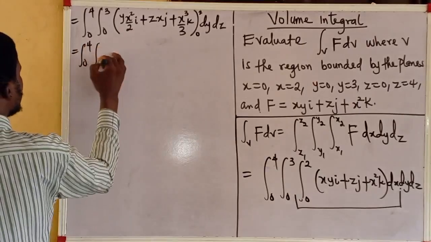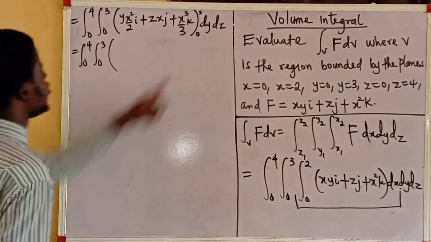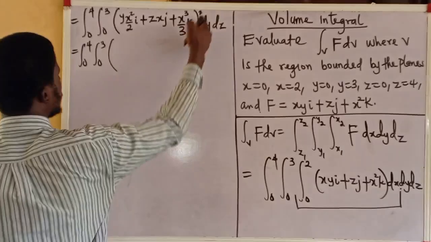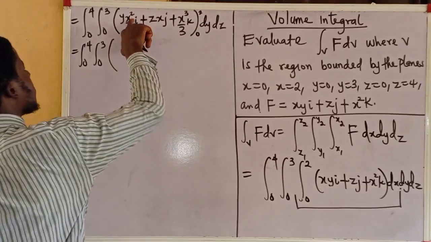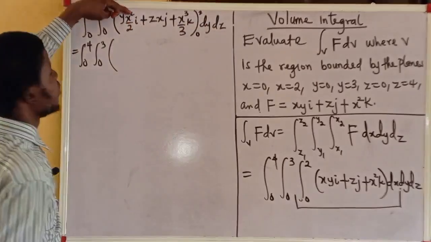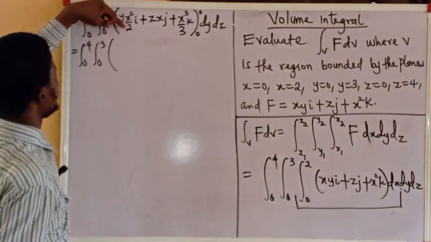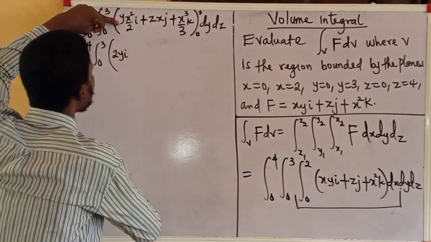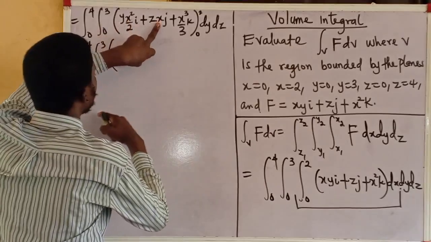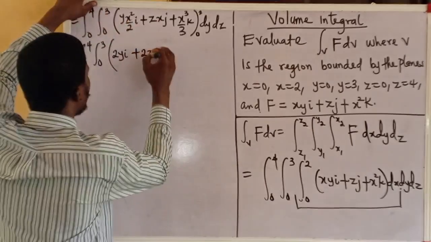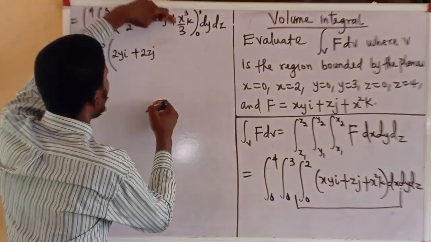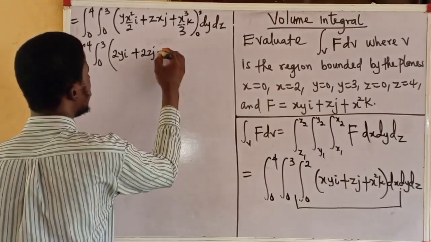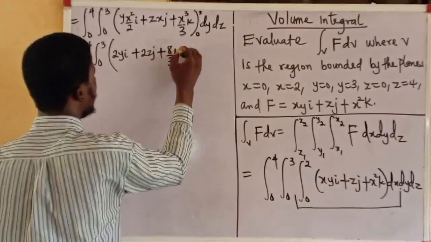0 to 4, 0 to 3. Plug in 2 for x first, and then we'll plug in 0 for x. So 2 enters here. That will be 2 squared, which is 4. 4 over 2 is 2. So we have 2y i. 2 enters here, we have 2z, that's 2z j. 2 enters here, we have 2 to the power of 3 is 8. Alright, so 8 over 3 k.